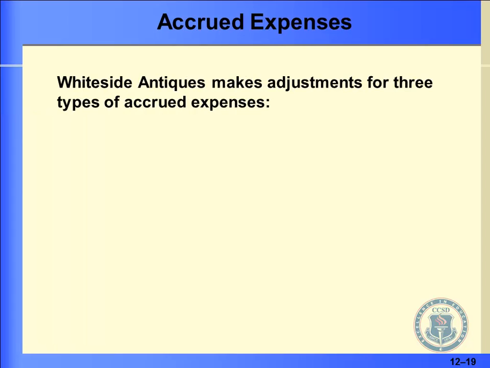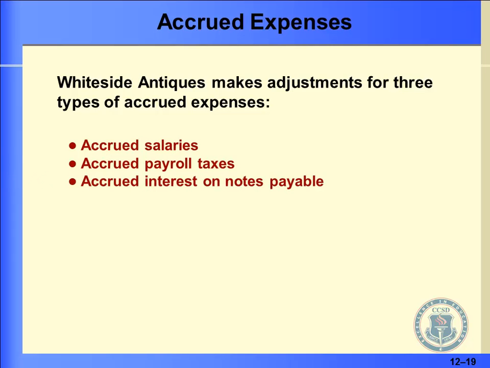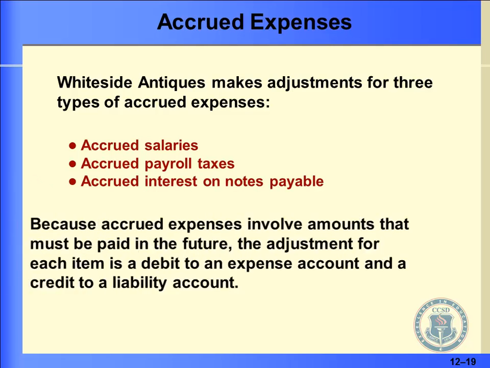And we make adjustments for 3 types of accrued expenses. So at the end of the month, when we're doing adjustments, we make 3 different types of adjustments. First is accrued salaries, money that's been earned during the month. Accrued payroll taxes. Accrued interest on notes payable.